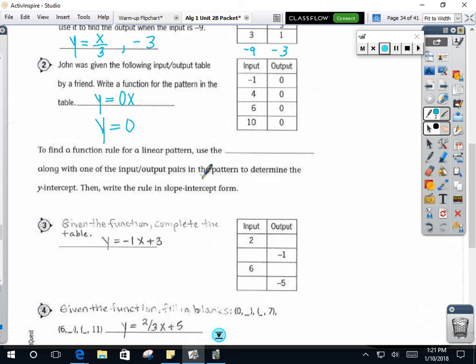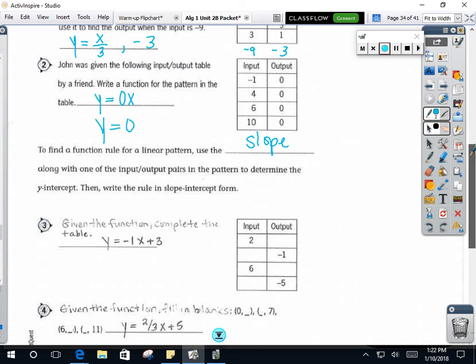Every single y value is 0, so that means it would just be a horizontal line. It's a constant function. To find a function rule for a linear pattern, you would find the slope along with one of the input-output pairs in the pattern to determine the y-intercept. Then write the rule in slope-intercept form.